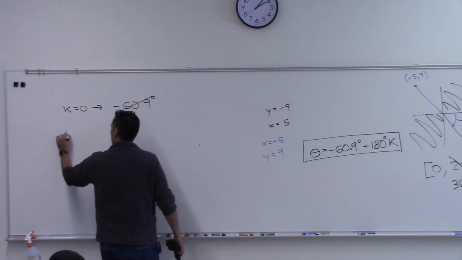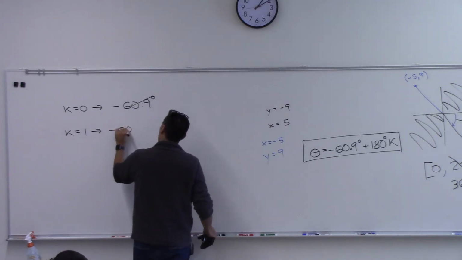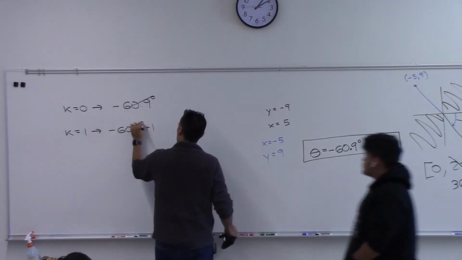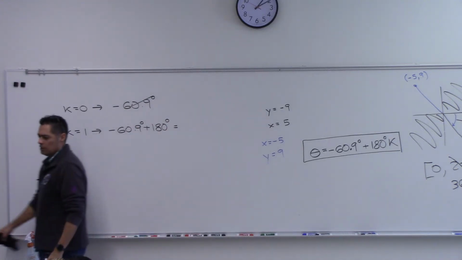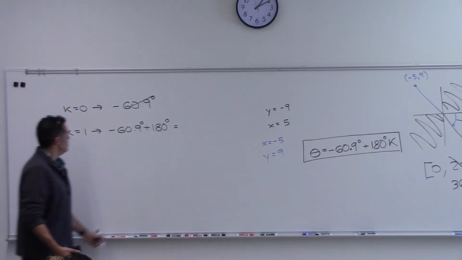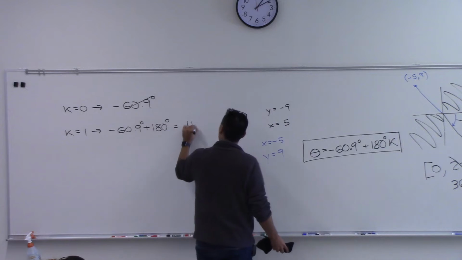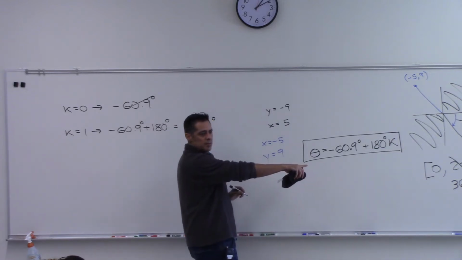All right, now k is 1. So now you're going to take -60.9 and add 180 degrees. And what's that? 119.1, right? Is that within 0 to 360? Yes.